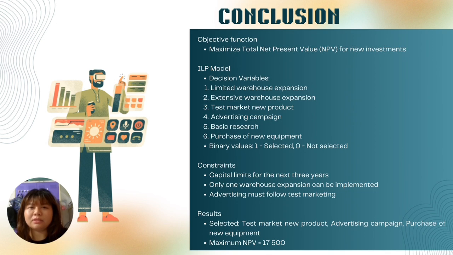The ILP model consists of 6 decision variables, representing limited warehouse expansion, extended warehouse expansion, test market new product, advertising campaign, basic research, and purchase of new equipment, with 1 representing selected and 0 representing not selected. The problem was solved using Excel Solver, following steps such as defining the objective function, setting constraints, and ensuring non-negativity and integer variable conditions. The results show that test market new product, advertising campaign, and purchase of new equipment are selected to maximize the total net present value, which is 17,500.